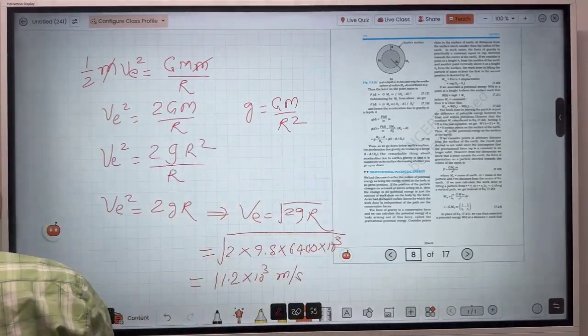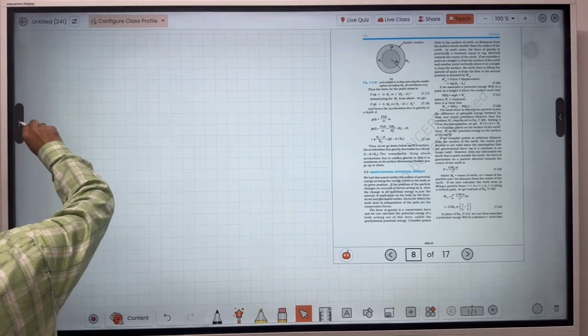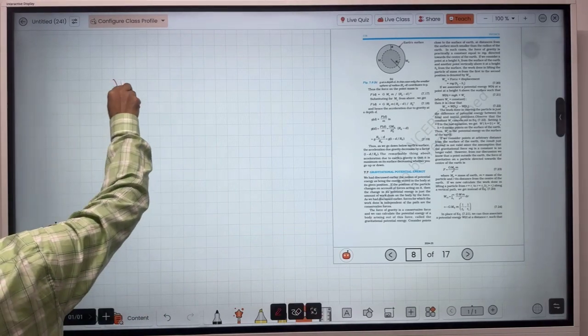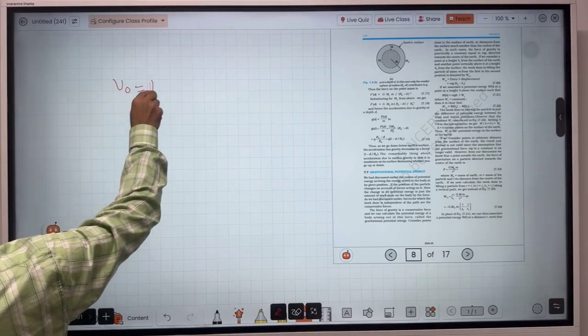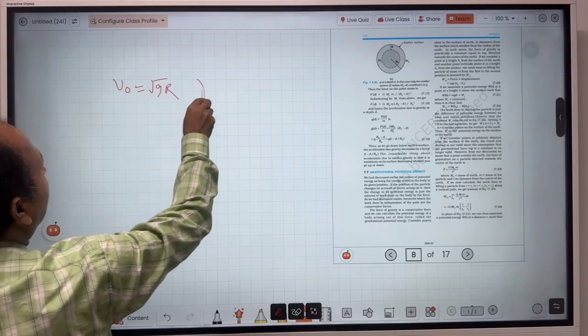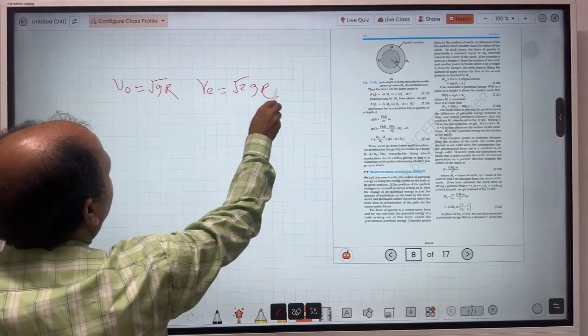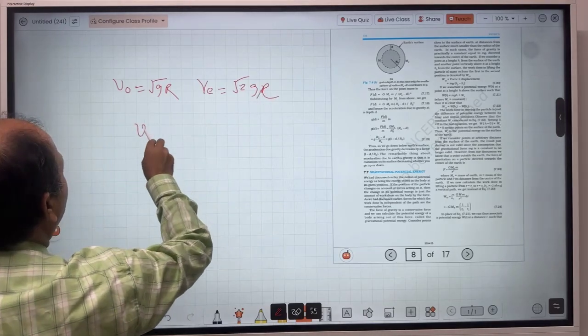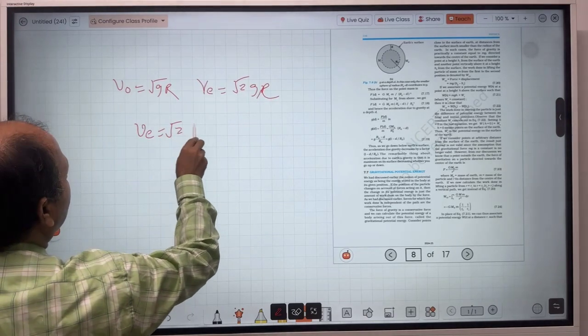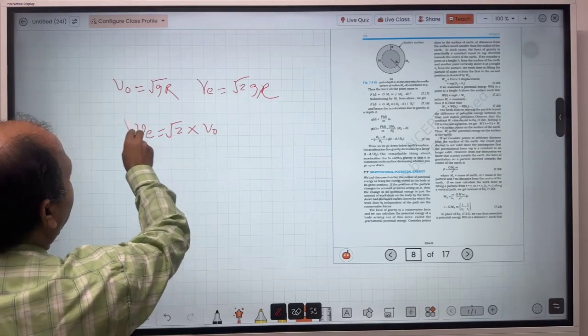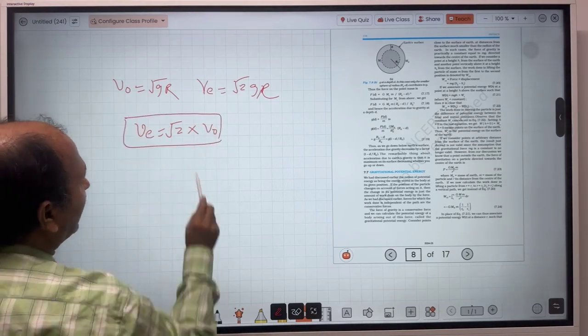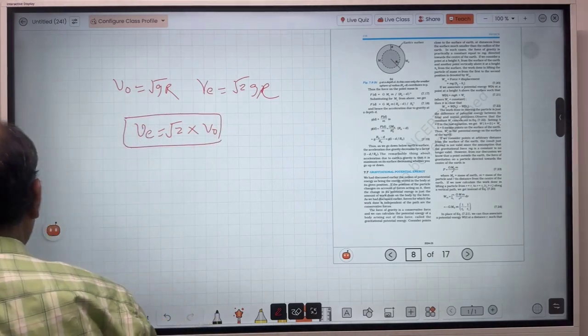Now the relation between escape velocity and orbital velocity. We know v orbital is root of gR and v escape is root of 2gR. So we can say that v escape equals root 2 times v orbital. So this is an important relation. I think you have understood.